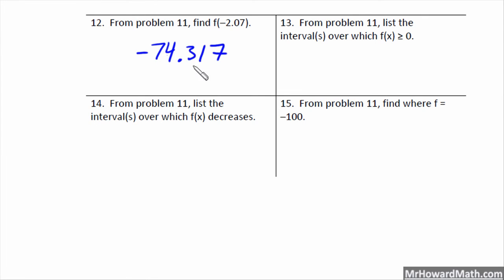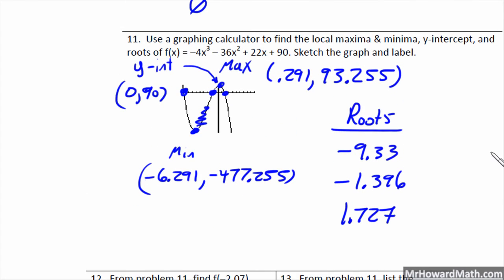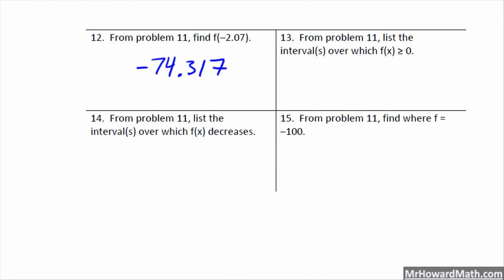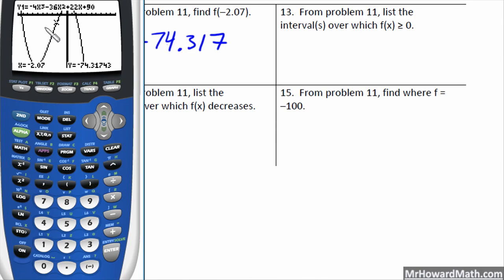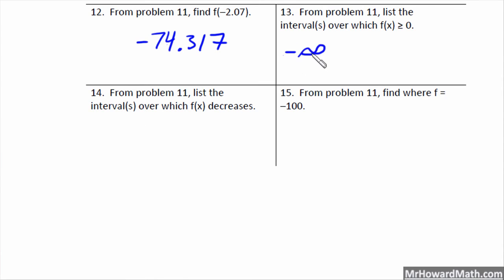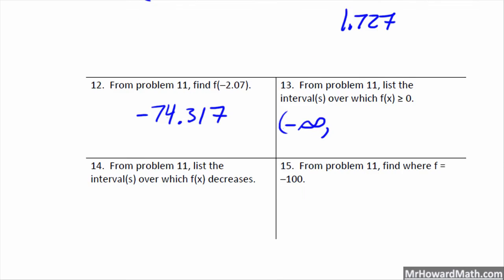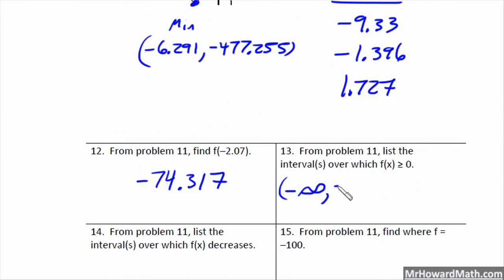-74.317. So that's 12. Number 13 from problem 11 lists the intervals over which f of x is greater than or equal to 0. So scrolling back up here, that would be all of the sections. Actually, let's pull up the graph again. So that would be all of the sections to the left of this root and between these two roots. So that would be this section over here would be -infinity up to the root at -9.33.